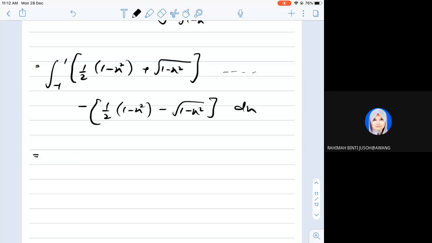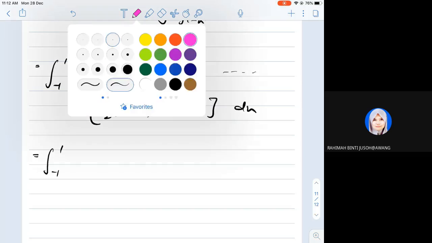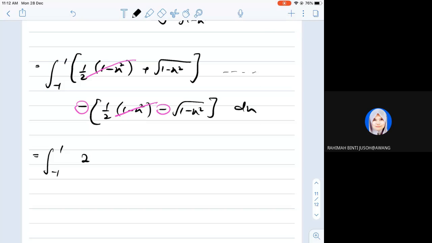Okay, so we will have negative 1, 1. 1 over 2 minus 1 over 2. So this of course can be cancelled. Very nice. Dia tinggal yang ni je guys. So negative negative becomes positive. So jadi 2 lah. Tambah pula tolak.